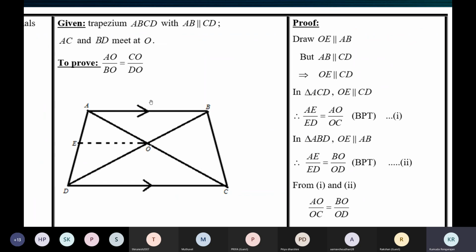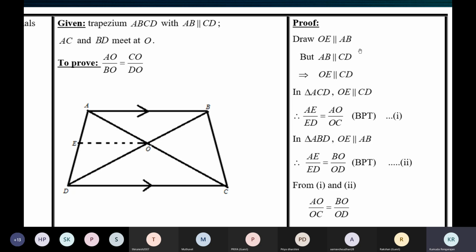So we're given a trapezium with AB parallel to CD. The diagonals meet at O. We need to prove that AO by OC is equal to BO by OD. Construction: through O, draw OE parallel to AB. But we know that AB is parallel to CD. So from these two, we have OE is parallel to CD, because AB is common in both.